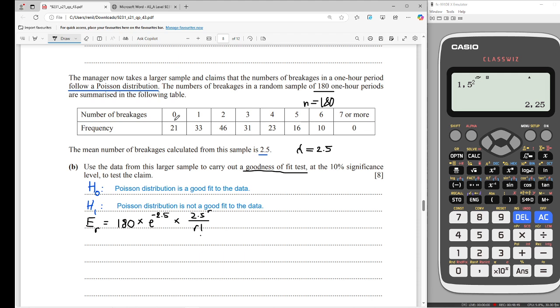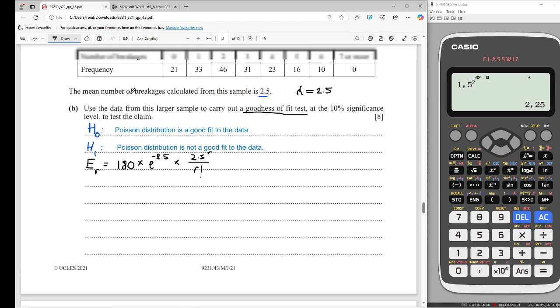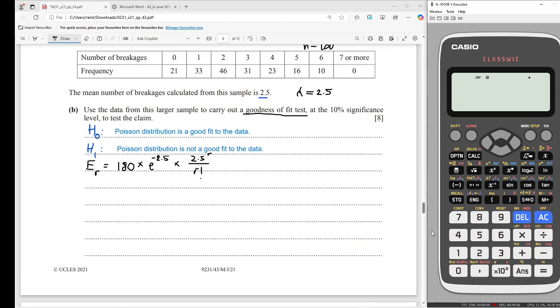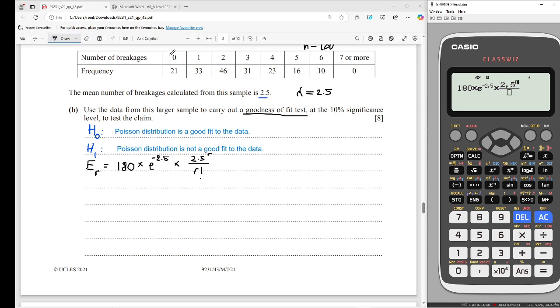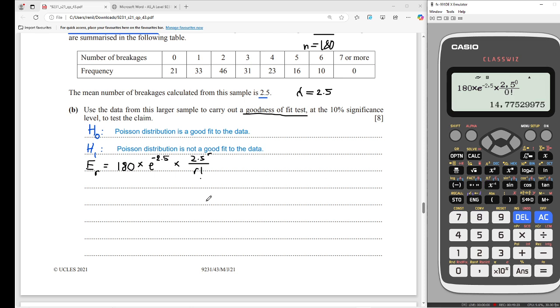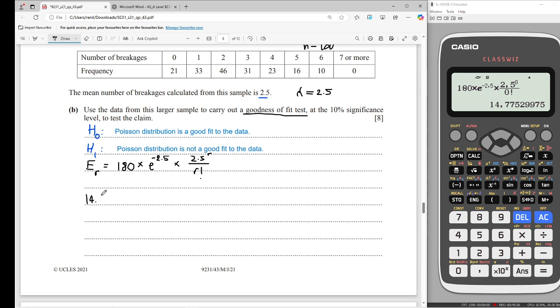Okay, so when we have r equals 0, r equals 1, 2, 3, 4, 5, 6, and so on. So let's put here. For the first one, when r equals 0, 180, multiply this with e to the power of negative 2.5, which is e to the power of negative lambda, multiply this with 2.5 to power 0. Remember, r is the number of breakages, 0 here, and we divide by 0 factorial. Remember, 0 factorial is 1, and it gives us a frequency of 14.775. So for the first one, it's going to be 14.775. Okay, moving on.